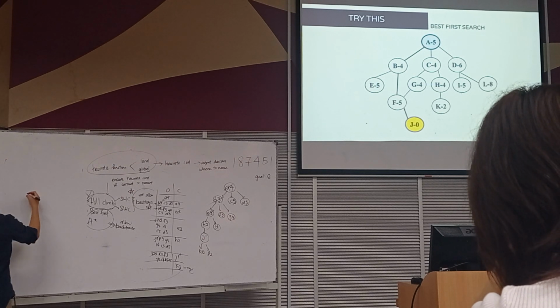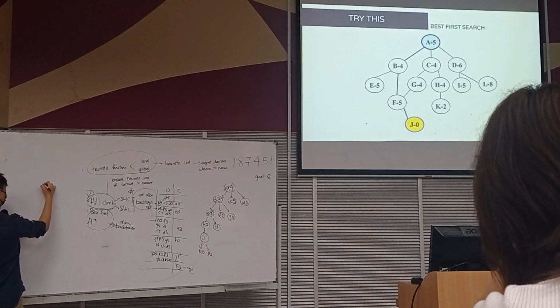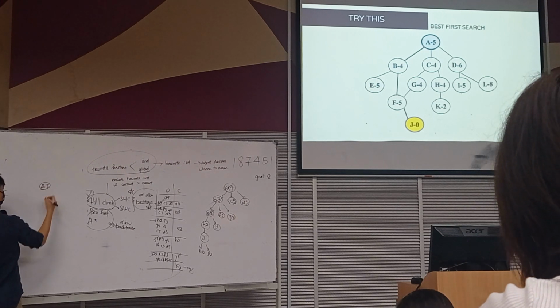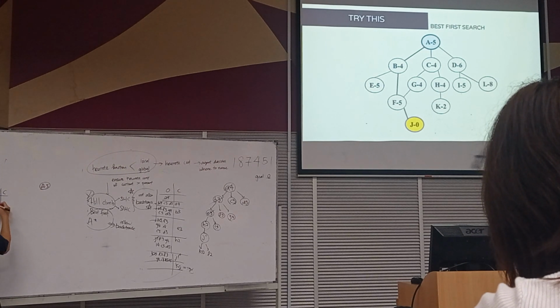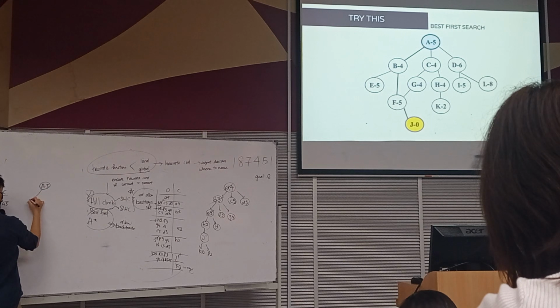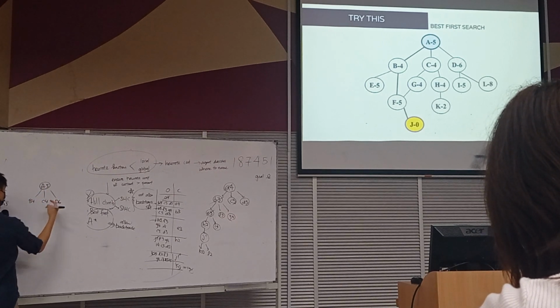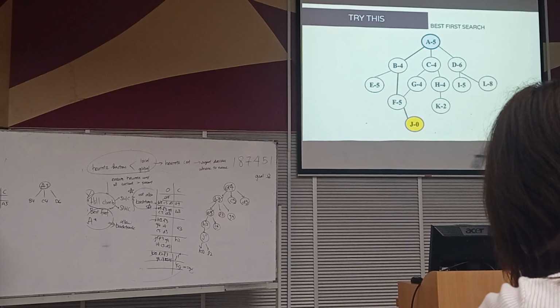Alright, so let's start. You have open and closed lists. We start with A5 first. A5 gives you B4, C4, D6, right? B, C, D. So you have 3 nodes. They're not inside the open list, so we can add them here.